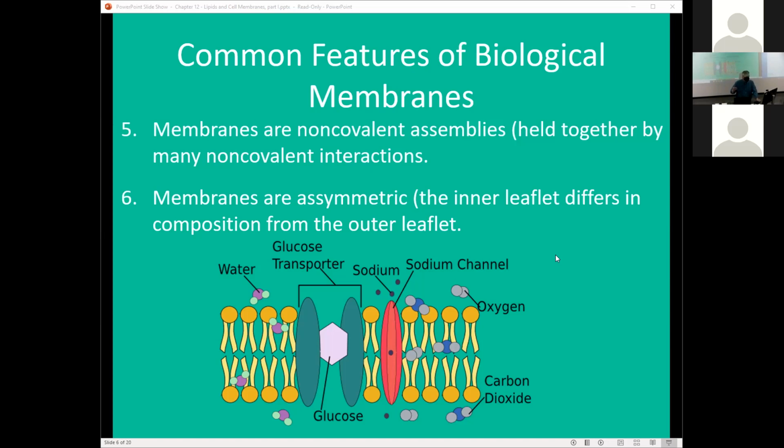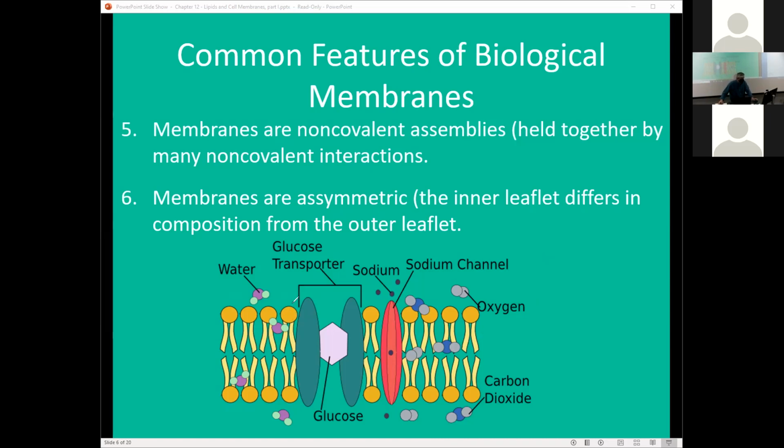Also, cell membranes are made up of many different types of phospholipids as well. Some of them are going to be mostly in the outer leaflet of the membrane. Some of them are going to be mostly on the inner leaflet. For example, phosphatidylcholine is a phospholipid that we find primarily in the outer leaflet of the plasma membrane. Okay, so by outer leaflet, I mean the one that faces the outside.